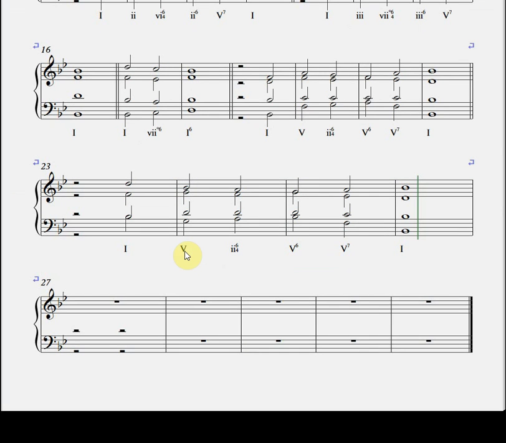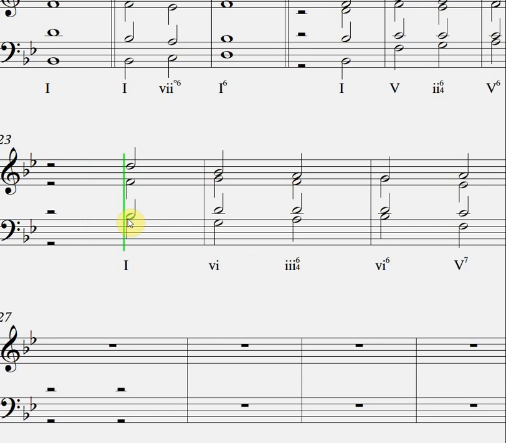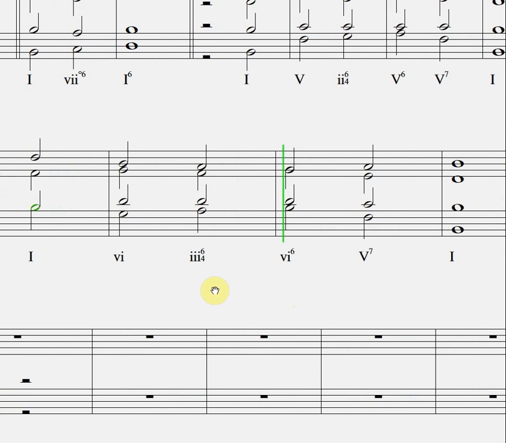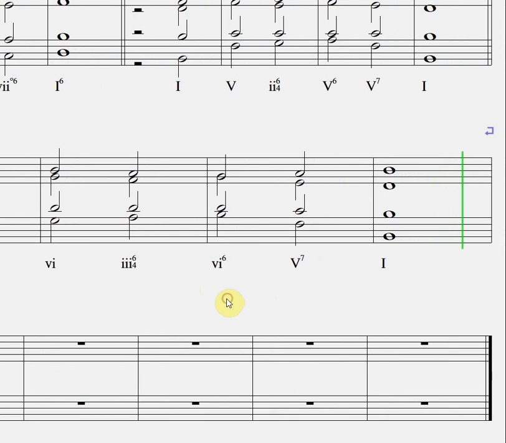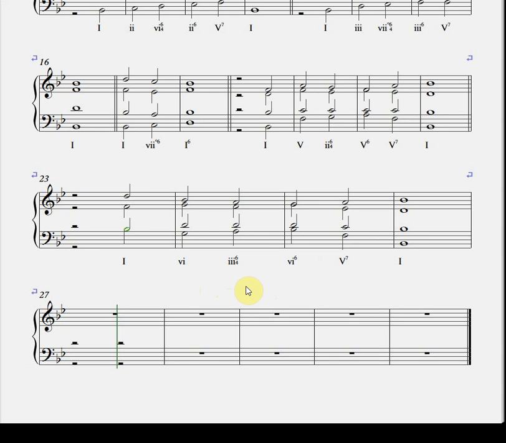And we need to change our Roman numeral figuration here. It's submediant to mediant in second inversion to submediant in first inversion. Let's hear that. So again, a fairly successful progression.